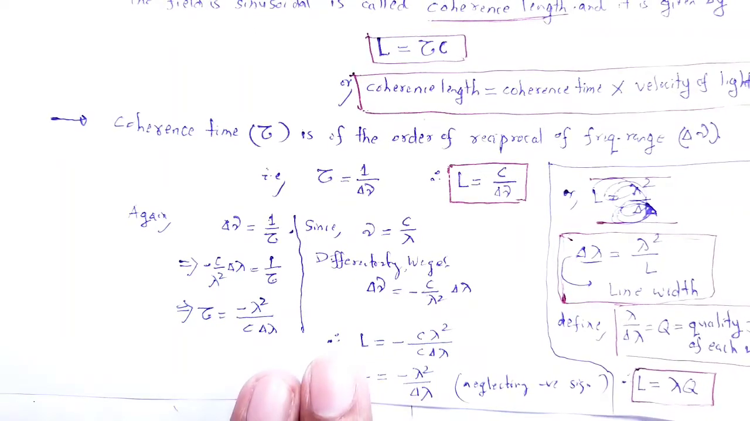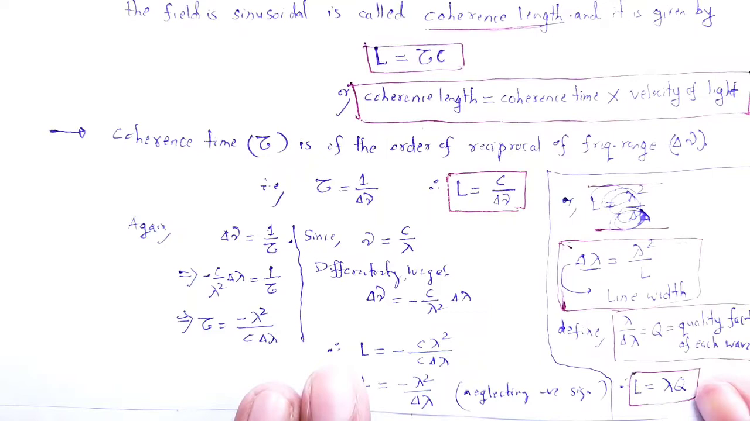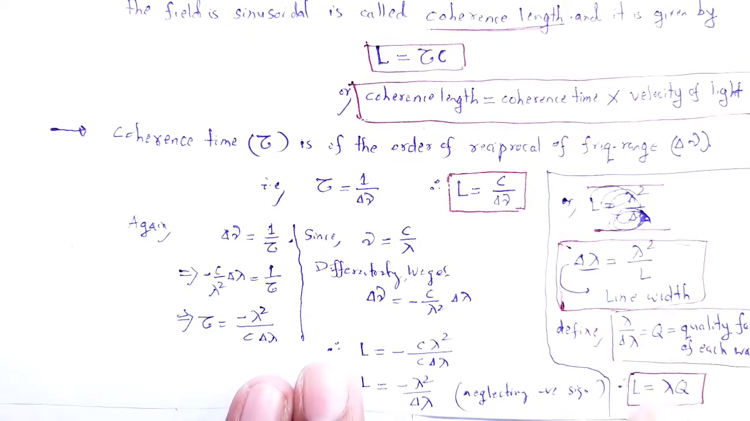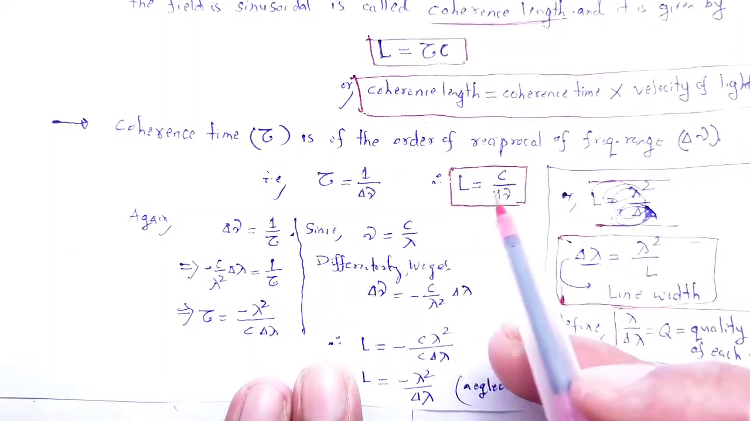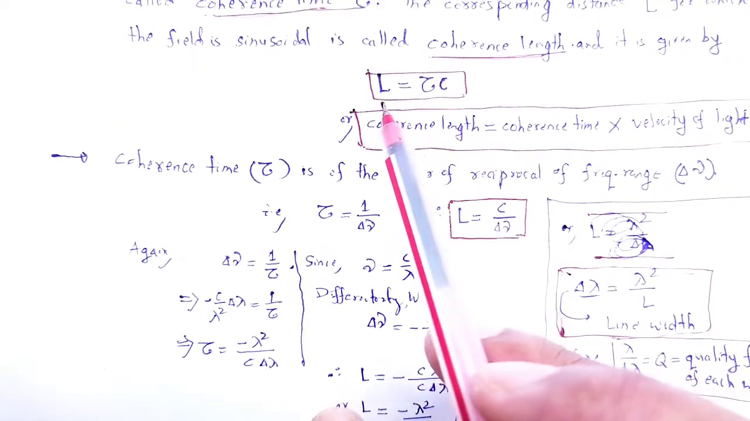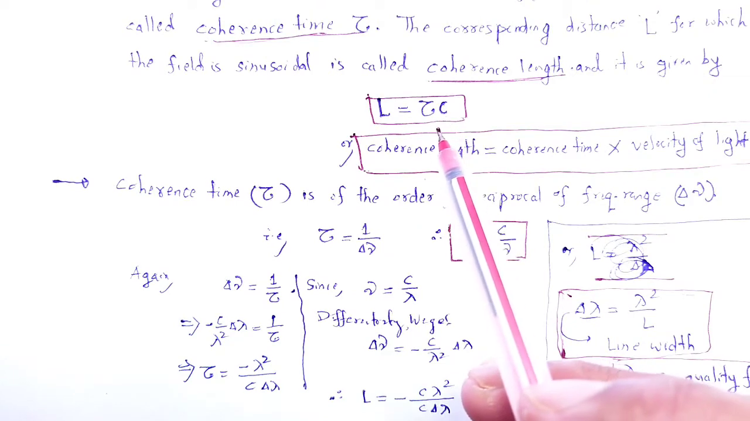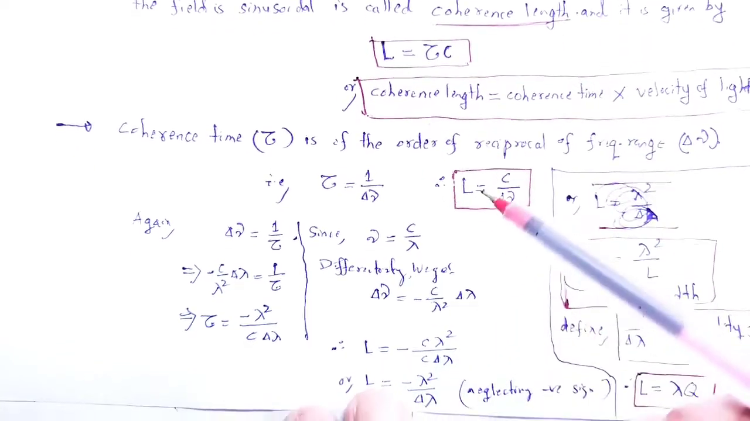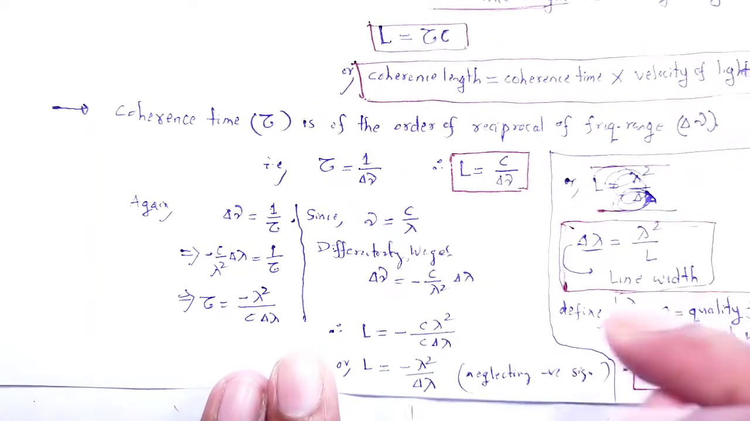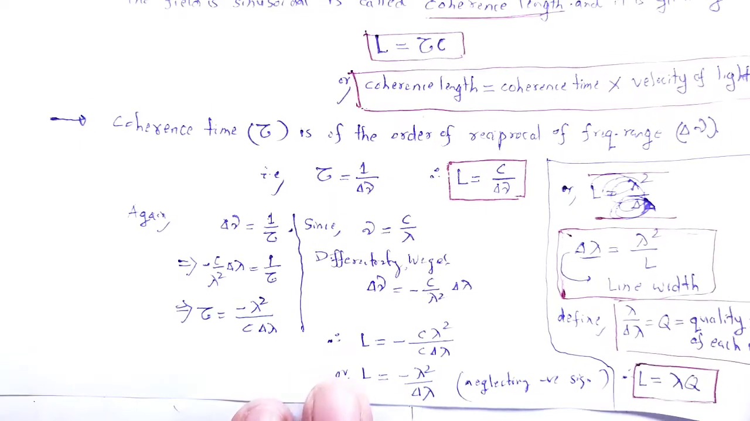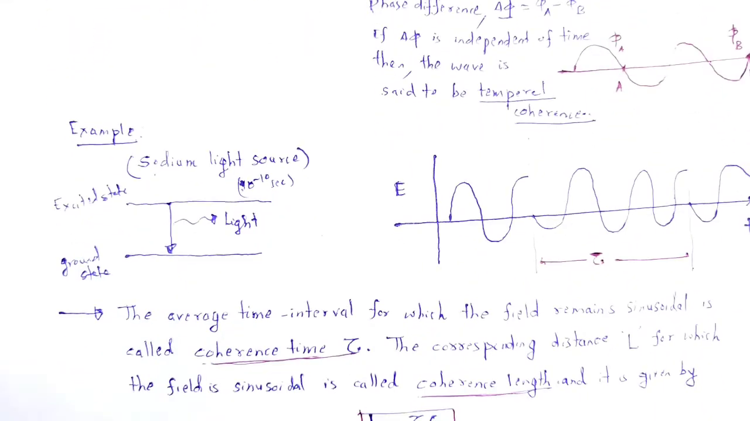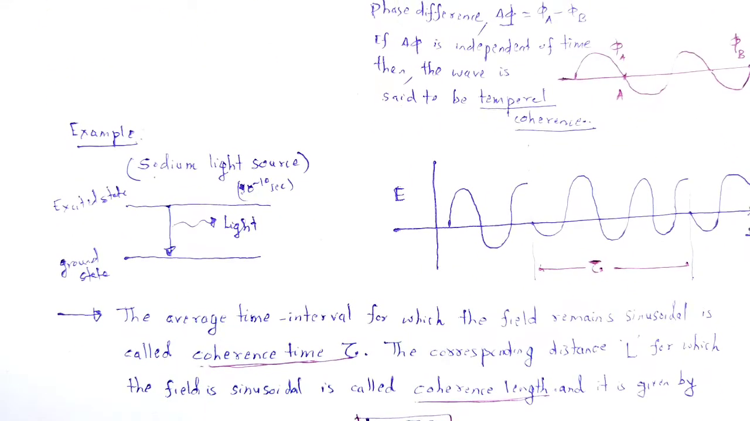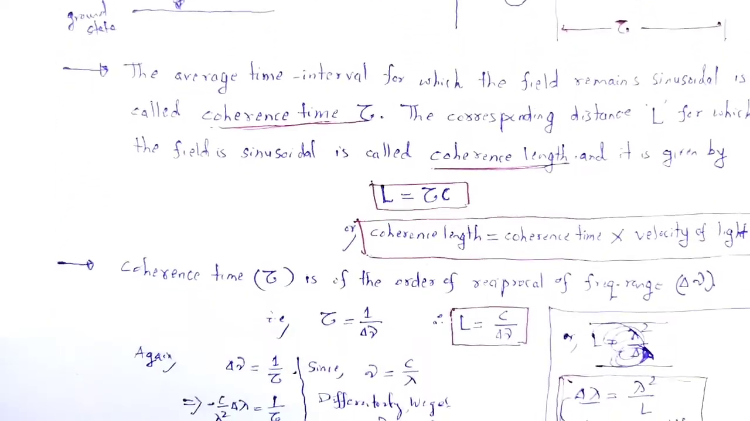These are the various ways to write the coherent length. Coherent length in terms of quality factor, coherent length in terms of frequency, coherent length as the product of coherent time and the velocity of light. These are some mathematical representations of coherence length. This is all about temporal coherence. Next, spatial coherence, another type of coherence.